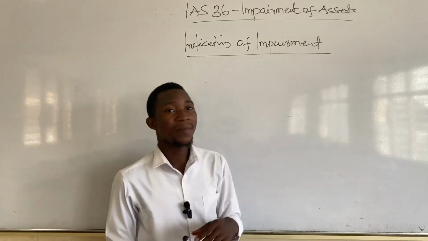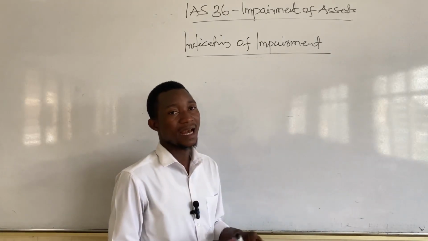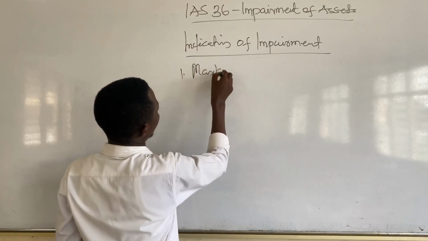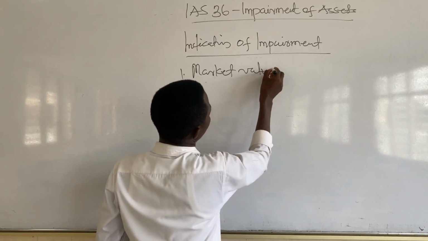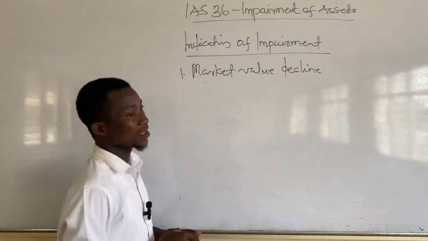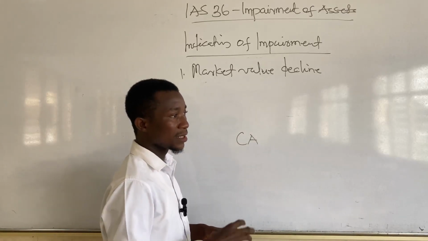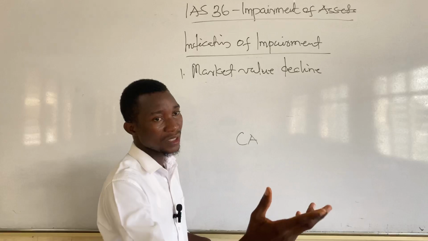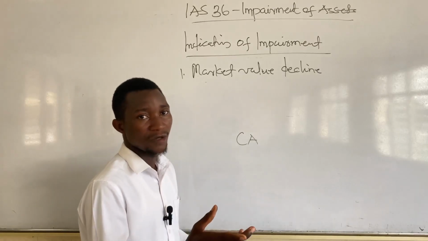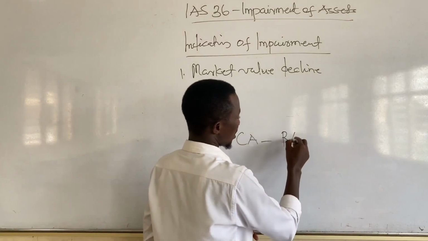The indication of impairment has to do with what we will see before we are able to identify that an asset is impaired. The first one is market value declined. When the market value of the asset declines, we have the carrying amount given, then the market value of the asset, the price at which we will sell the asset, has fallen. That will be the fair value of the asset. If it has fallen, that could be the recoverable amount.